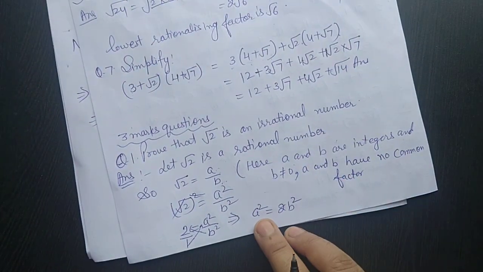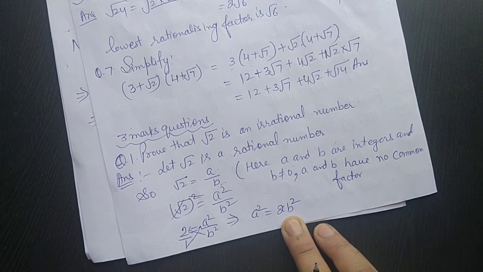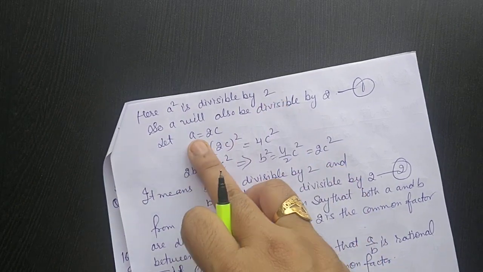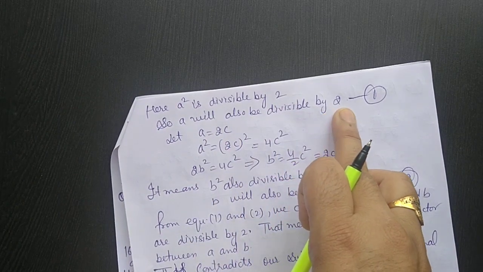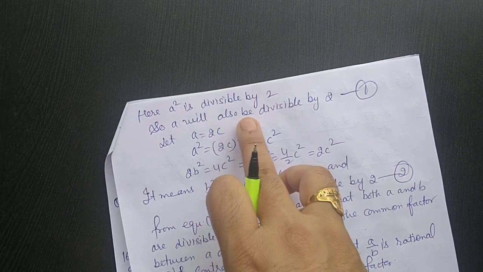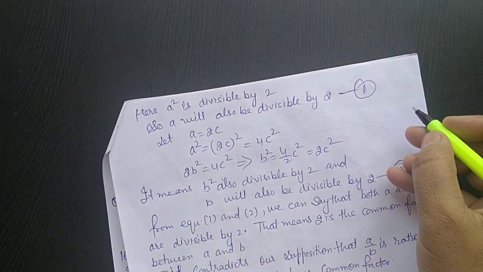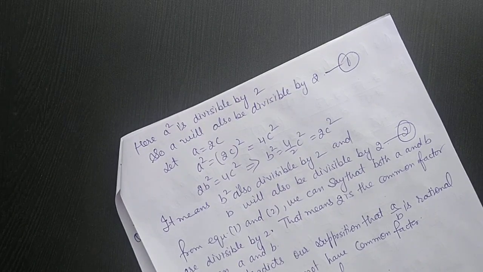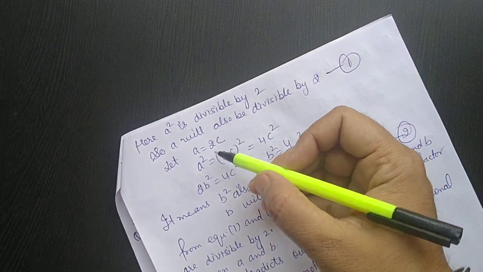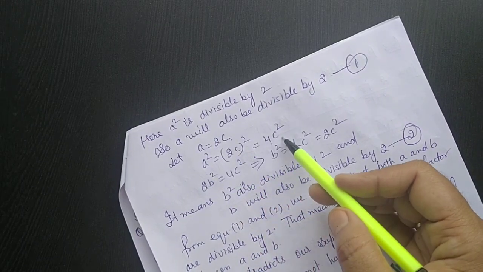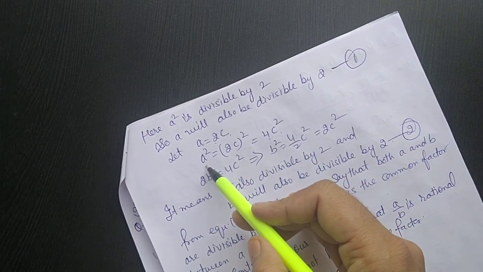It means a square is divisible by 2, because here is 2. So we write a square is divisible by 2, so a will also be divisible by 2. Divisible means a is 2 multiplied by some number. Suppose 10 is equal to 2 multiplied by 5. So let us say a is equal to 2 multiplied by c. Then square both sides, it will give 4c square.